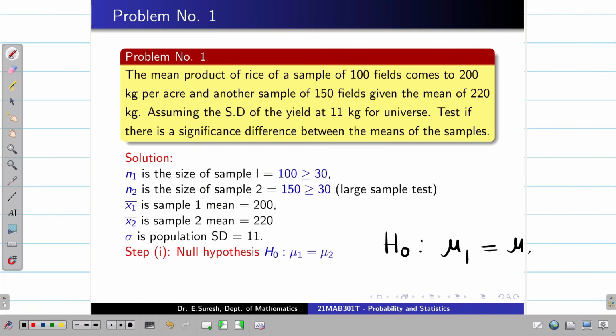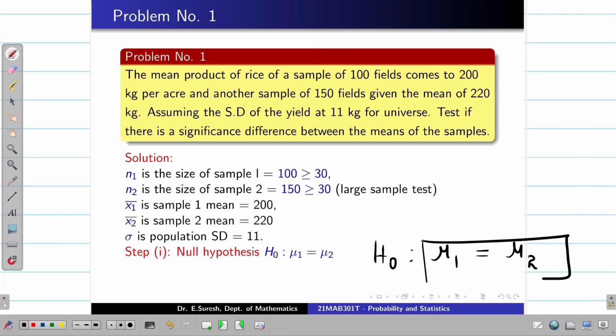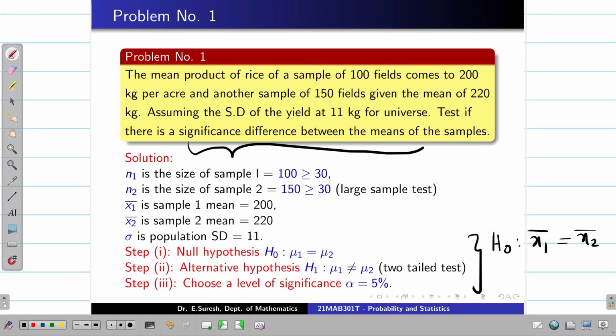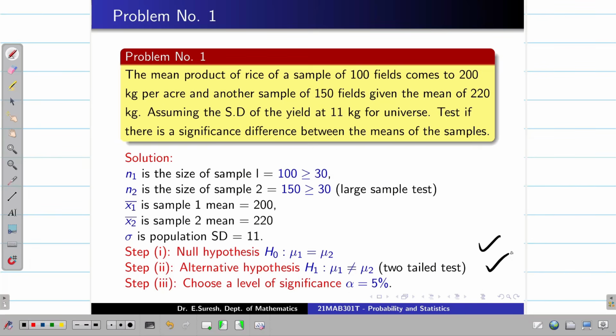I am going to write my null hypothesis as: the population mean for the first sample and the population mean for the second sample are the same. The alternative is that there is a difference. So we say there is a difference, and obviously H1 says mu1 is not equal to mu2, so it is going to be a two-tail test. We are talking about populations, and we are checking their population means, so it is more appropriate to write it this way.